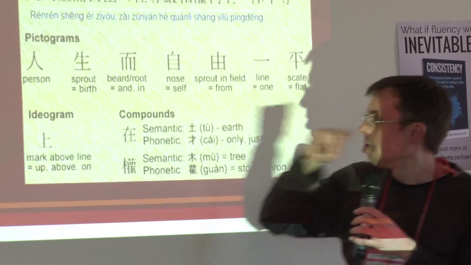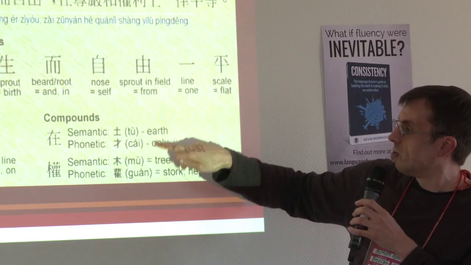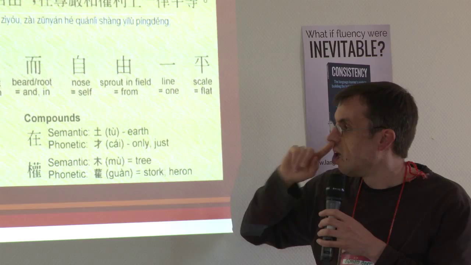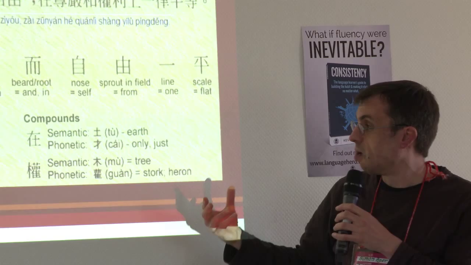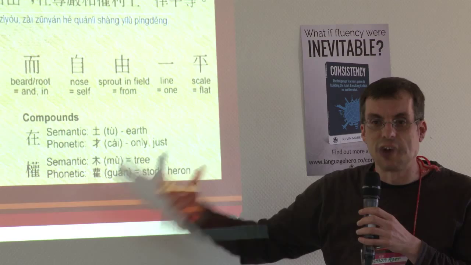And then you have compounds. So these can be compounds of pictograms and ideograms. Or so this one is, you got earth, tu, and this one, tai. Actually, that's the phonetic. So this kind of compound is the most common sort of character in China. So you've got two parts. One part which gives you a clue to the meaning of it. So this actually means in. So this is the semantic part. This means earth. So somehow that's associated with being in something.